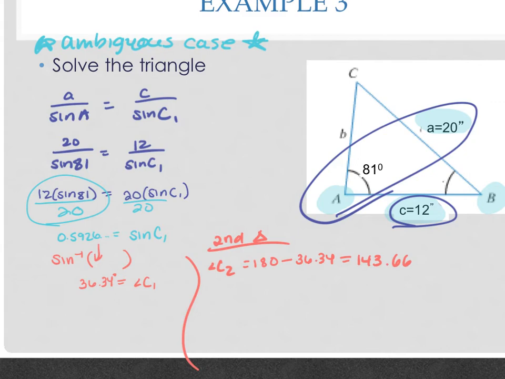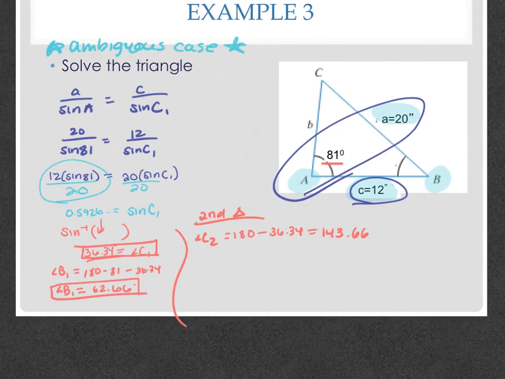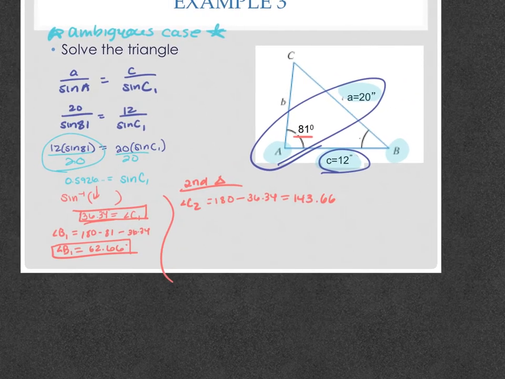The last things we have to find are angle B1, which I can find by subtracting 180 minus A, the 81, minus C1, which is 36.34. So finding the third angle of the triangle just by subtracting the other two from 180. Now I've got C1, I've got angle B1, and the last thing I need to find is side B1.